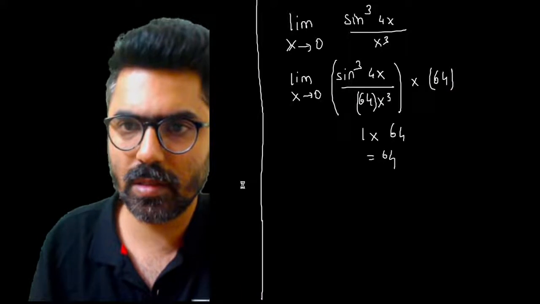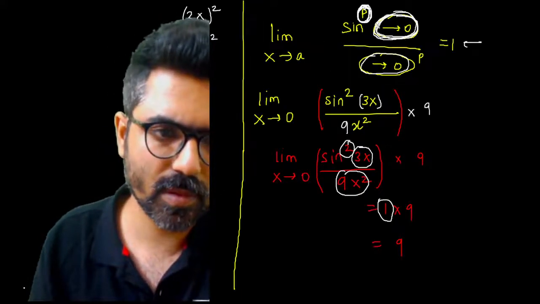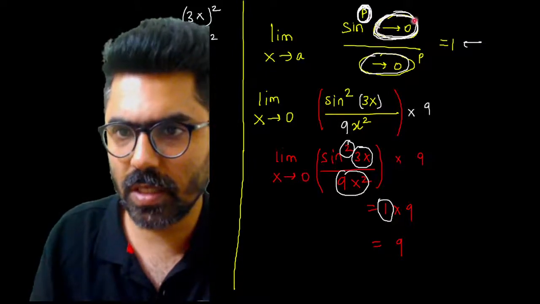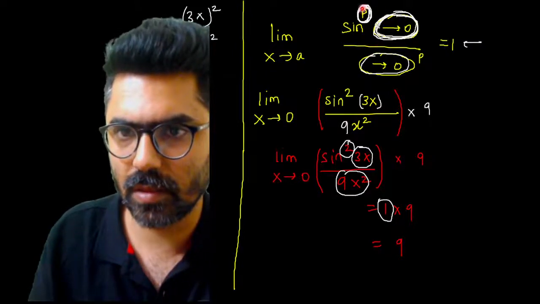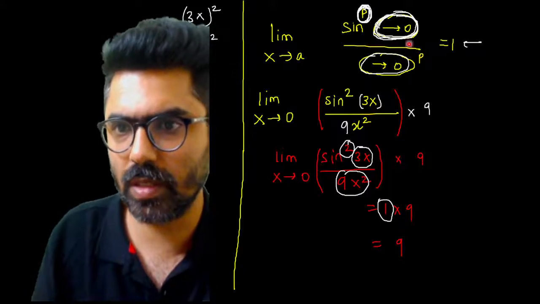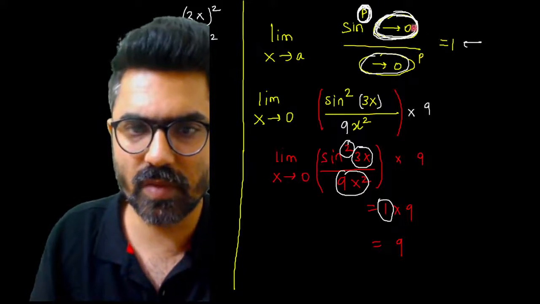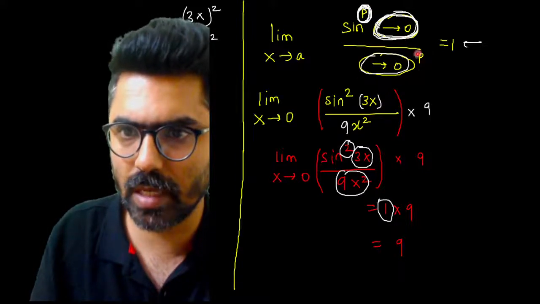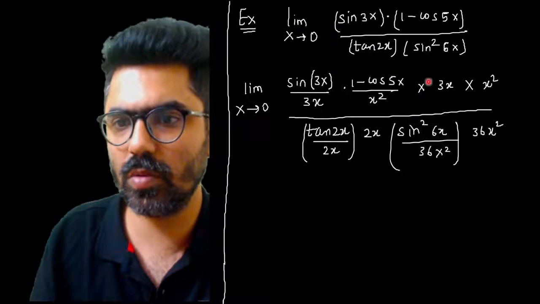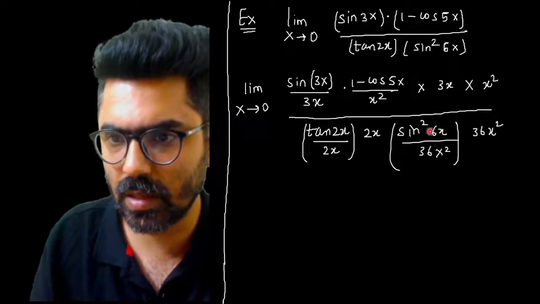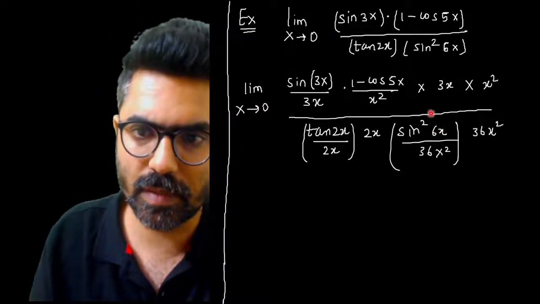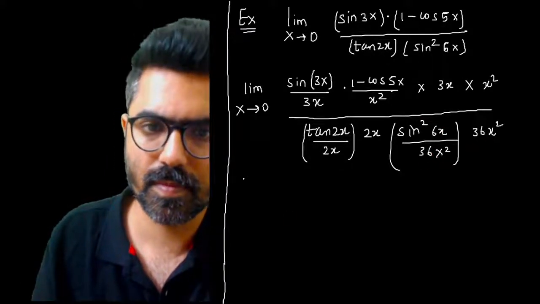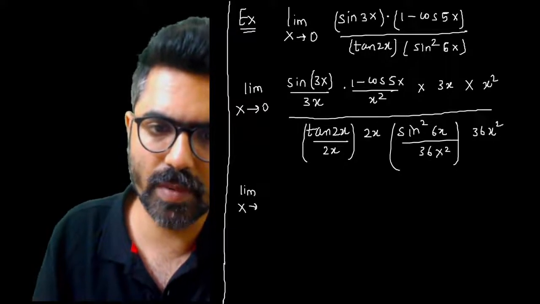Again I am going to that part. Please focus on this, this is more important. Whatever is written here, the power of that thing should be in the denominator. Then only the answer is 1. So in that case 36x square: 6x is written, and the power 2 of 6x we are adjusting over here.